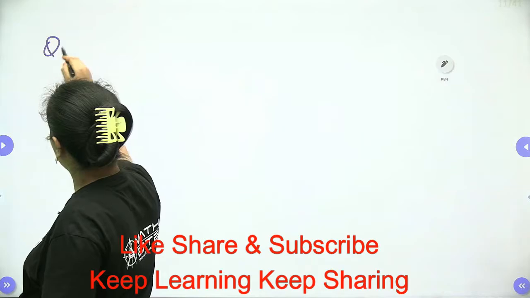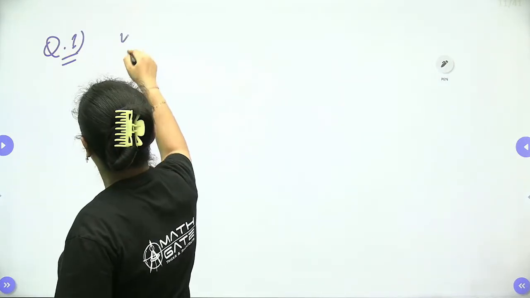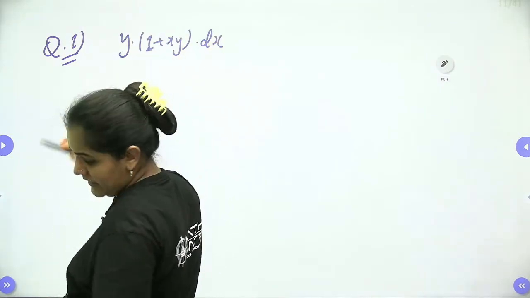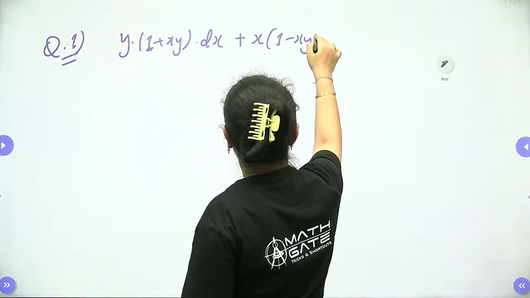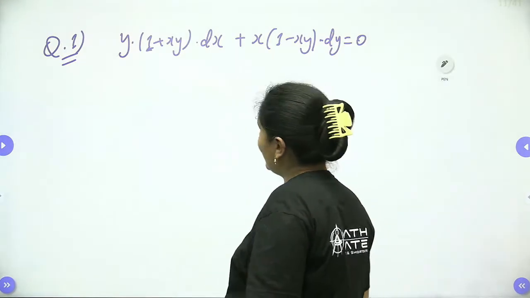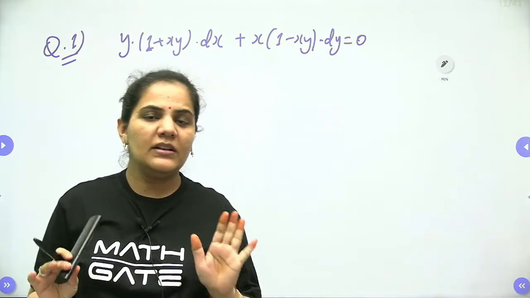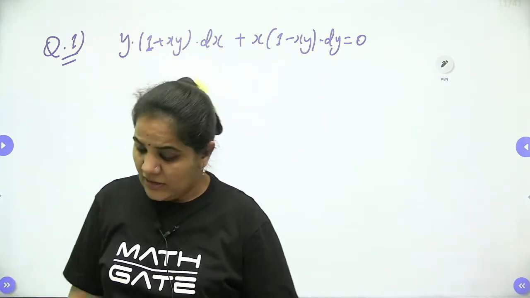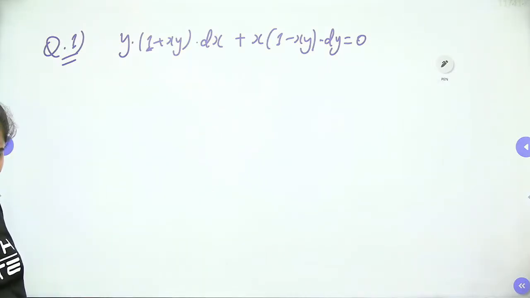Let's have a discussion on a question. Example number 1: we have y(1 + xy) dx + x(1 - xy) dy = 0. We have to find the solution of this. The question will be written like this only: find the solution of the given differential equation. So we have y(1 + xy) dx + x(1 - xy) dy = 0.